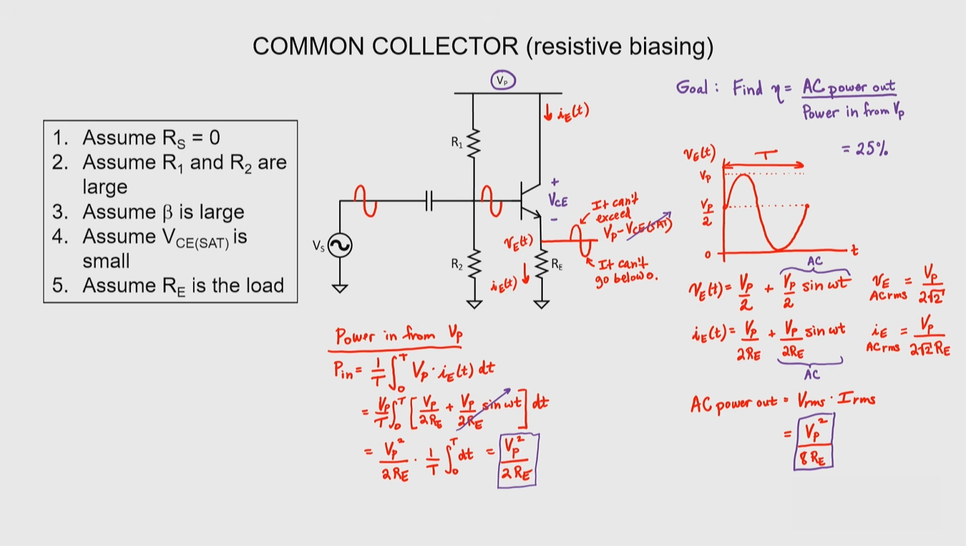Hopefully now you can see, by the way, why I made all these assumptions when I started the calculation. If I had assumed that R1 and R2 had been small rather than large, or if I had assumed that the beta is small, or if I had assumed that the VCE saturation was not small, or if I had included a separate load resistor, then the efficiency would have been lower than 25%. What I've done here is calculate the maximum possible efficiency for a common collector amplifier with resistive biasing in the Class A mode. This will allow us to compare different types of amplifiers.